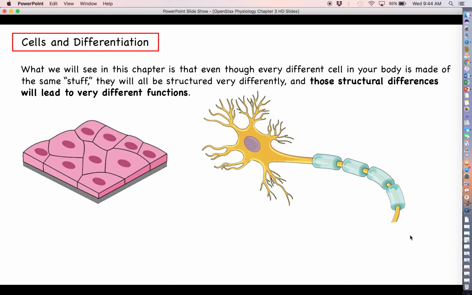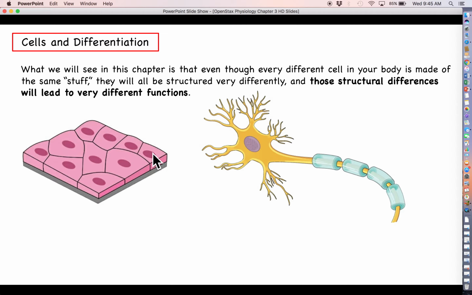So this picture that you're looking at right here, on the left, you see a sheet of squamous epithelial cells, which you might find in the skin or in the respiratory tract or in the digestive tract. And then on the right here, you have a neuron, which is a cell that forms nerve fibers. So clearly these two cells look just about as different as they could from each other.